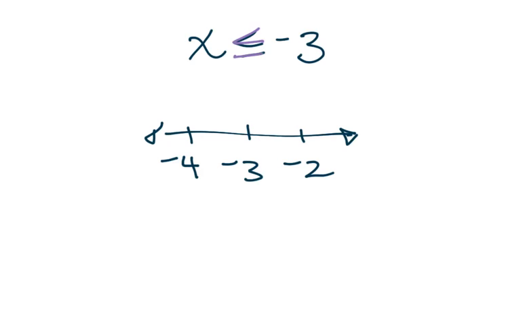Then I have to consider the sign. Now we saw before that a less than or equal to is going to get me that closed circle. So I'll put a closed circle right there on that tick mark. Then it says it's less than, well, to the left then, right? Less than, to the left. So I'm going to darken to the left, just like that. And that's my answer.